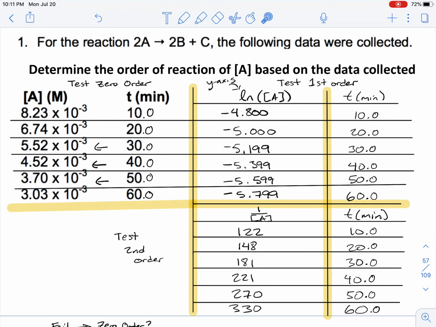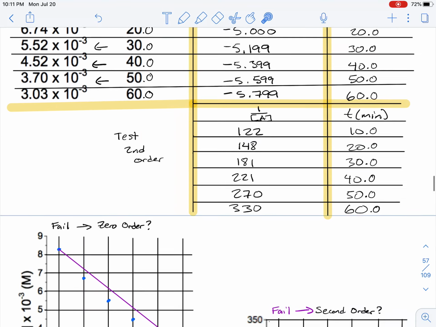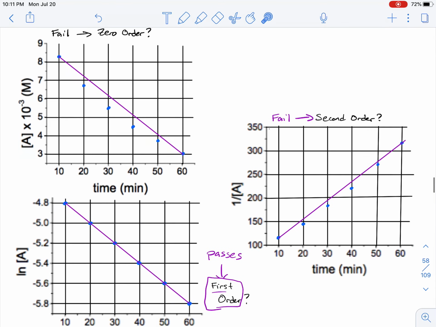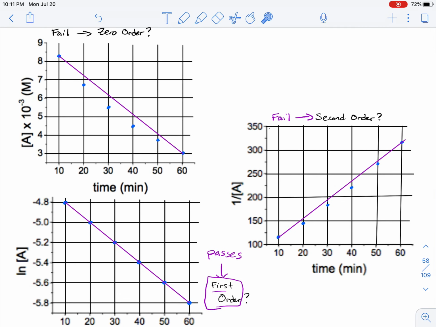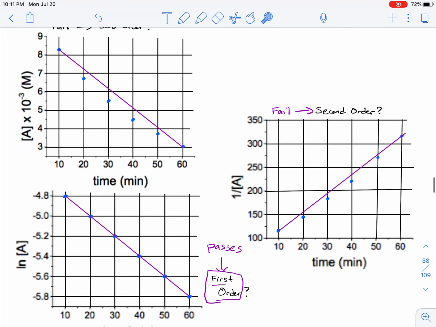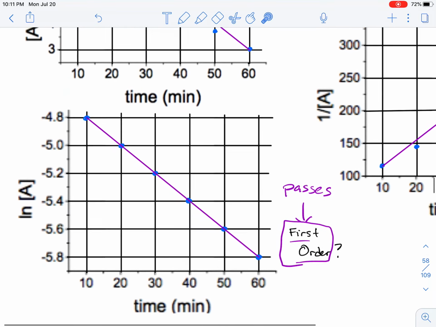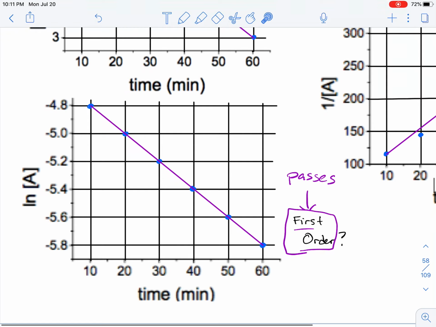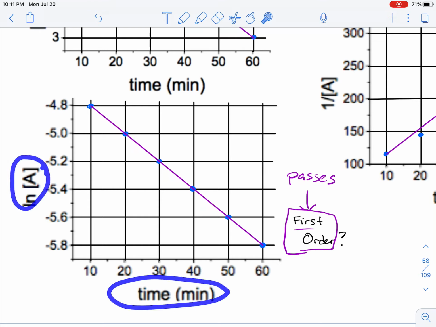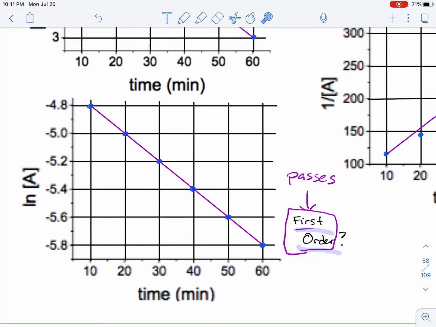Once we have all of the data filled out, we plot them on three separate graphs. What we're looking for is a straight line. In this scenario, since a straight line with a negative slope is observed when the natural log of concentration of A is plotted against time, that means it passes first order.